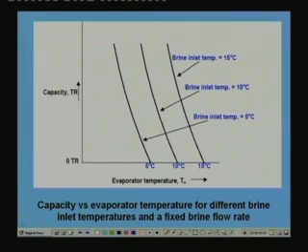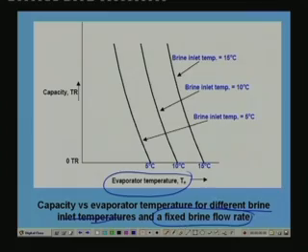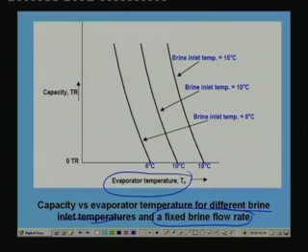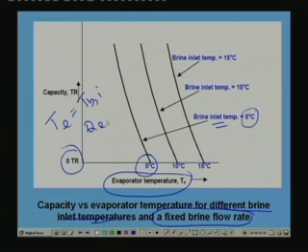This is capacity versus evaporator temperature for different brine inlet temperatures, okay, at a fixed brine flow rate. Okay. So, brine flow rate is fixed, right. Again, if you look at the characteristics, one thing that you can immediately notice here is that when the brine inlet temperature, for example 5 degree centigrade, is equal to the evaporator temperature, then the capacity becomes 0. Okay. That means when TE is equal to TBI, QE is equal to 0. This is obviously the case because there is no temperature difference between the brine and the evaporator. So, there cannot be any heat transfer. Okay. Once there is no heat transfer from the brine to the refrigerant, the capacity will be 0.